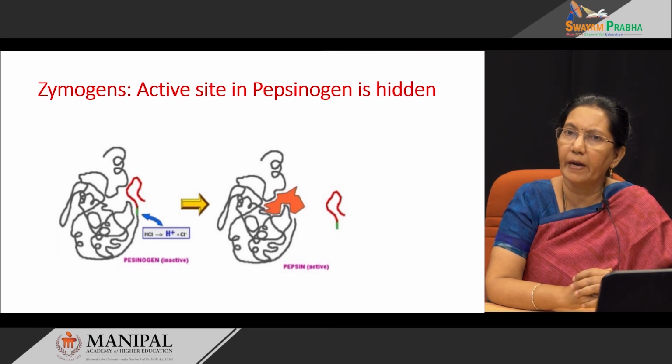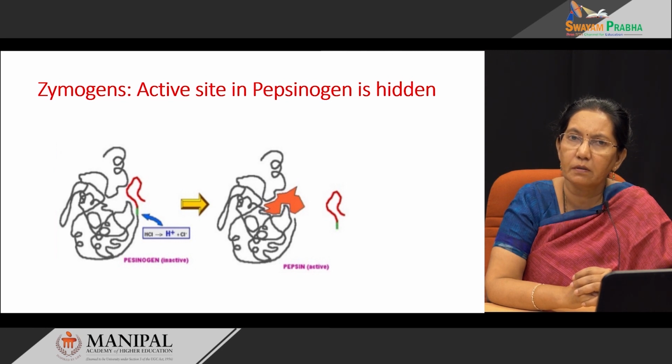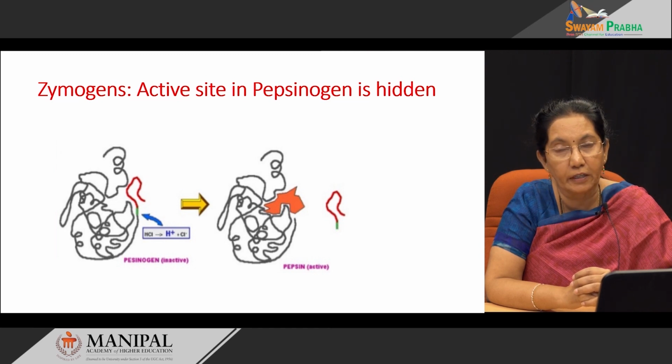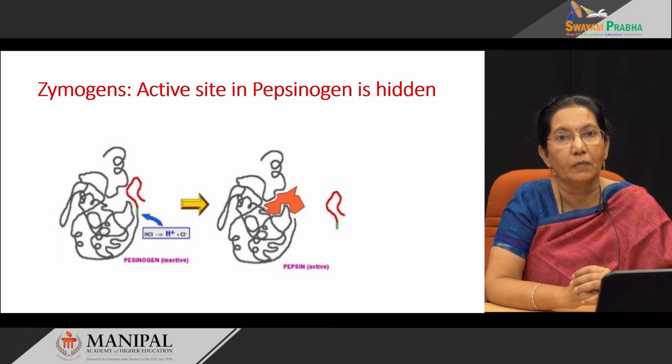Can you think of where else you find zymogens? Yes, the blood clotting factors and the cascade of blood coagulation has a lot of zymogens which get activated only when they are required.